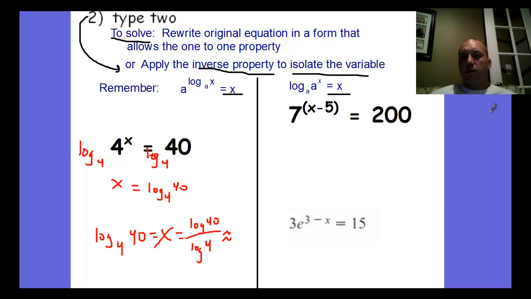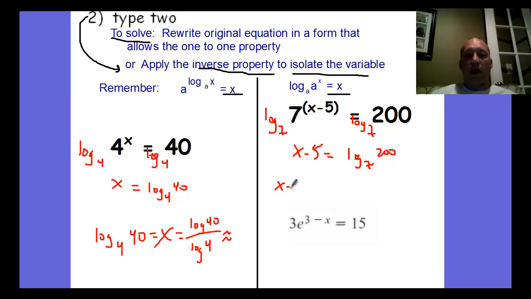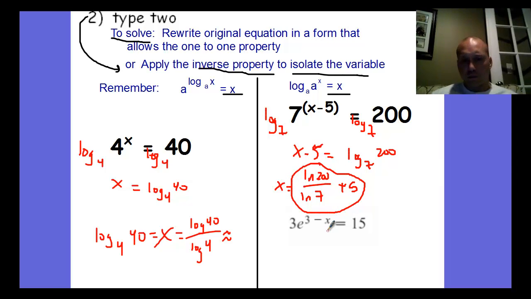Similarly, here we can say this is base 7, so we can do log base 7 to both sides. And then you get the exponent x minus 5 equals log base 7 of 200. Then we still need to add 5 to both sides. So x is going to be, change of base, the natural log of 200 over natural log 7 plus 5. Added 5 to both sides to isolate my x. So this is what I punch in the calculator to find the approximate value.